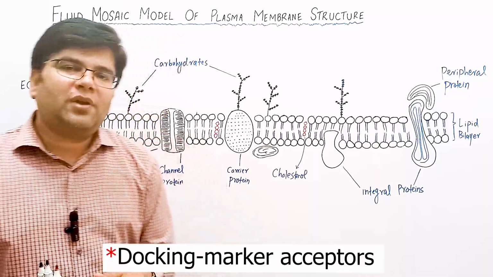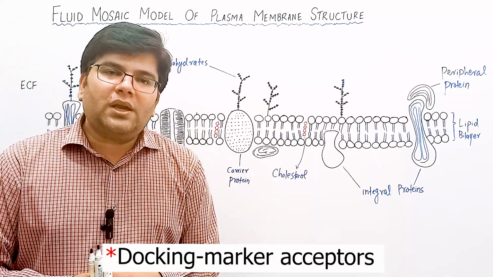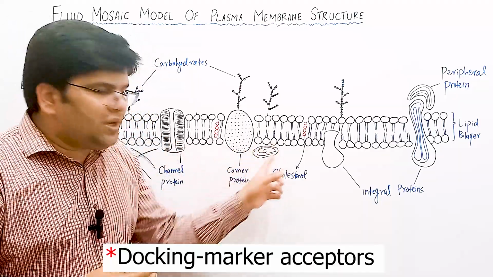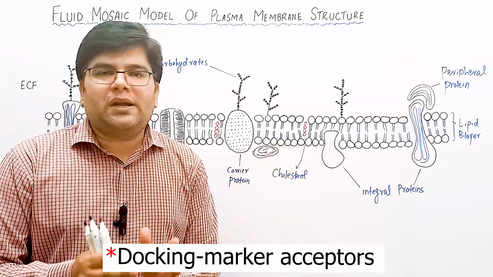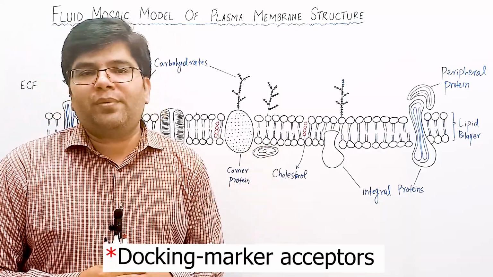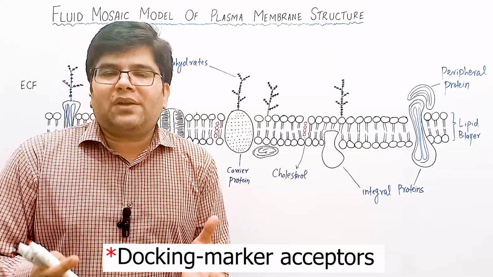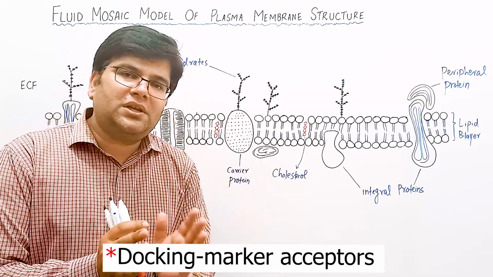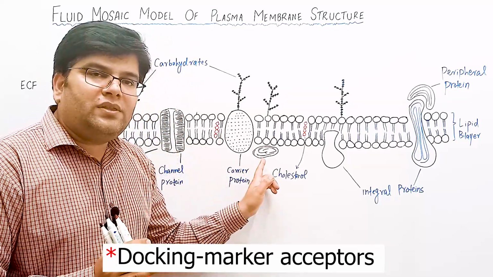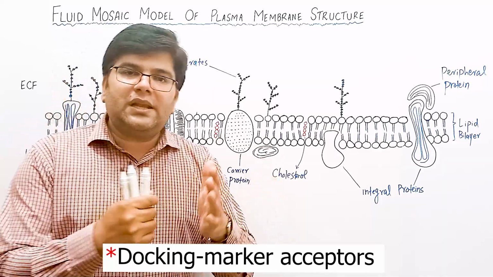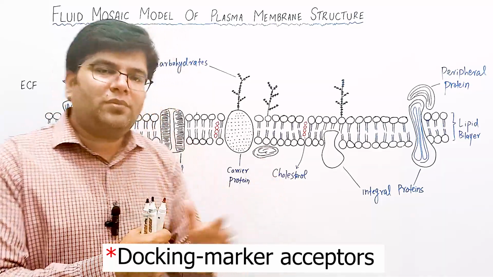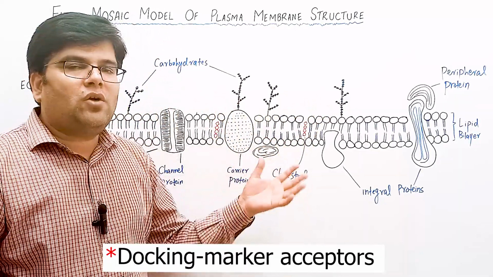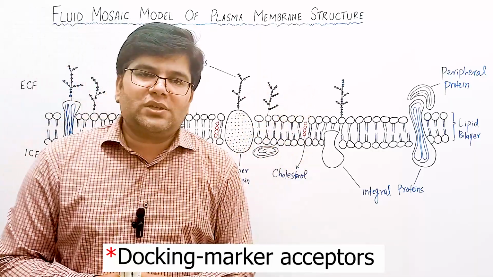Another important function of the cell membrane proteins is that they behave as docking marker receptors, which means that on the inner surface of the cell membrane, some proteins behave as receptors for the docking markers which are present on the surface of membrane bound vesicles, which may be packed with some hormones or neurotransmitters. When those vesicles, which have some marker protein on their surface, come and bind with the receptor, then just like a lock and key fashion, this bond is formed, and then the vesicles will burst open and release their neurotransmitters or hormones to the outside of the cell by exocytosis.